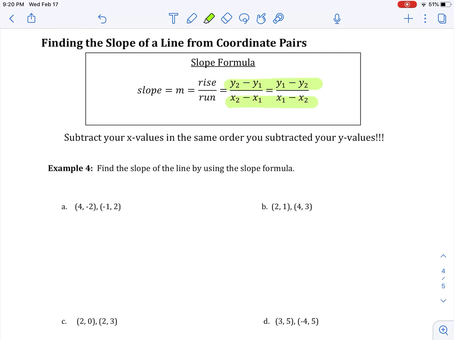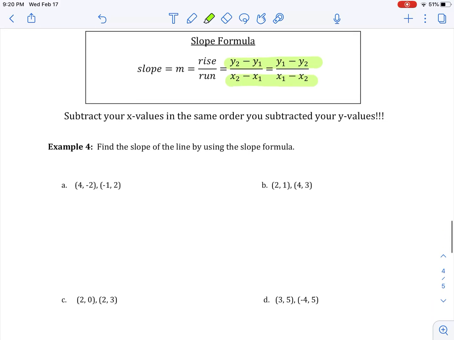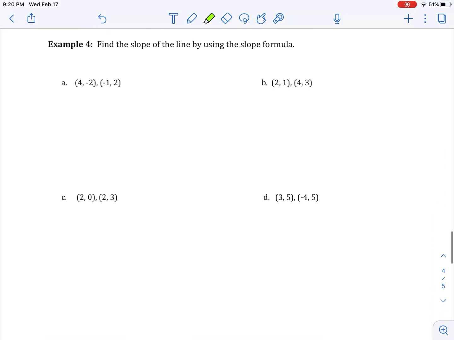Notice it says you can do y2 minus y1 over x2 minus x1, or actually it's okay to do y1 minus y2 over x1 minus x2. The important thing is that you have the y's on top and the x's on the bottom. And when we do example 4a, I'm going to show you what I mean by it's okay to do it in either order, all right? So let's get down to the examples and actually use the slope formula.